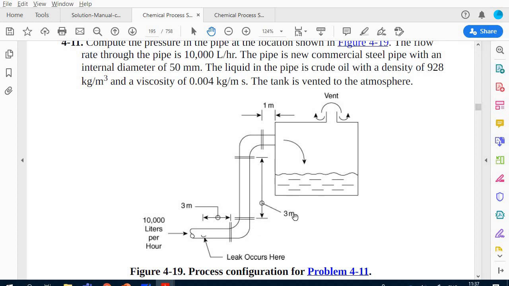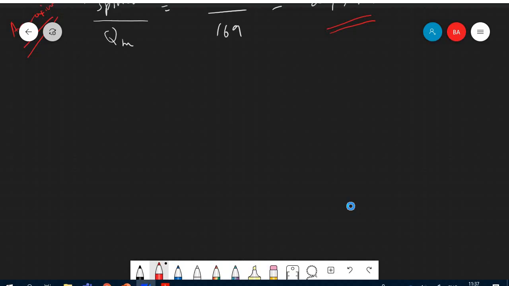So continue the problem as we said about the leak. We just go ahead and try to solve it, okay? So what do we have here? We have 411, and of course the first thing that we're going to apply for our system here is the mechanical energy balance.